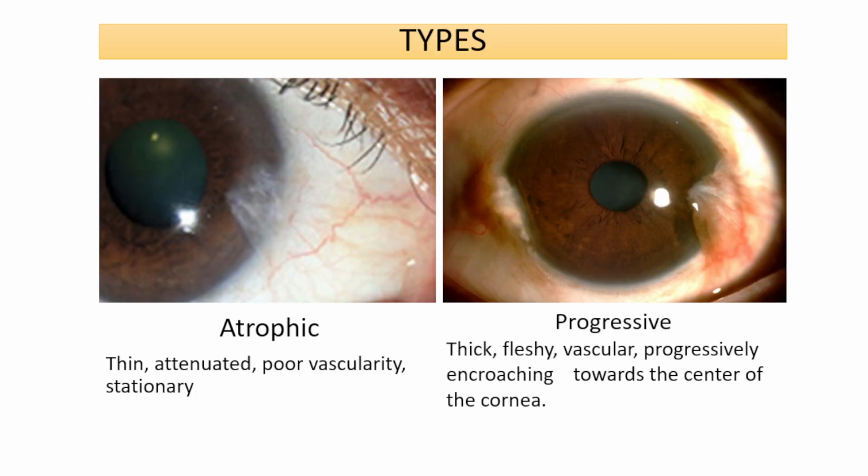The types of pterygium: there are two types, atrophic and progressive. Atrophic will be thin, papery, attenuated, with poor vascularity. It will not progress; it will remain as such for a longer duration. Progressive will be bulky and fleshy. Vascularity will be more. It will grow faster towards the center of the cornea, resulting in symptoms, and patients approaching the clinician early.